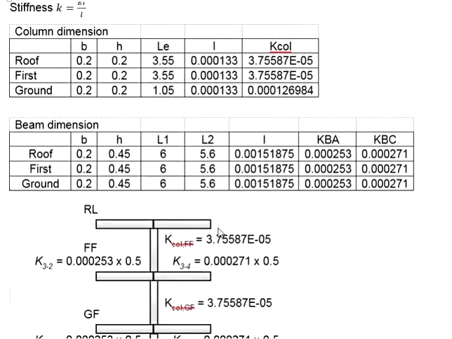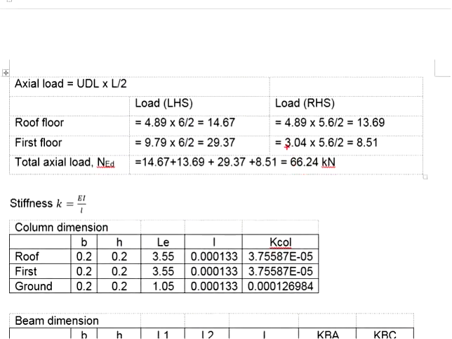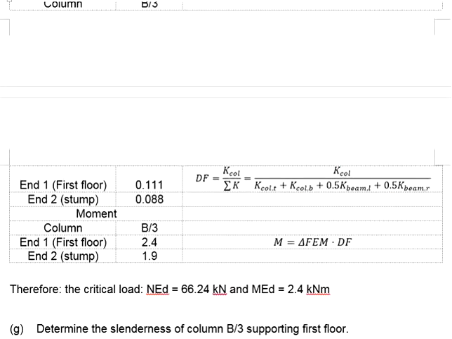Now coming back to this question, you are asked to calculate the critical loads including the axial load and the moment. The axial load we have calculated is 66.24 kN. As for the moment, the top column will take 2.4 kNm and the bottom column will take 1.9 kNm. In terms of the design, you may use this as the critical load, the larger value of the two.